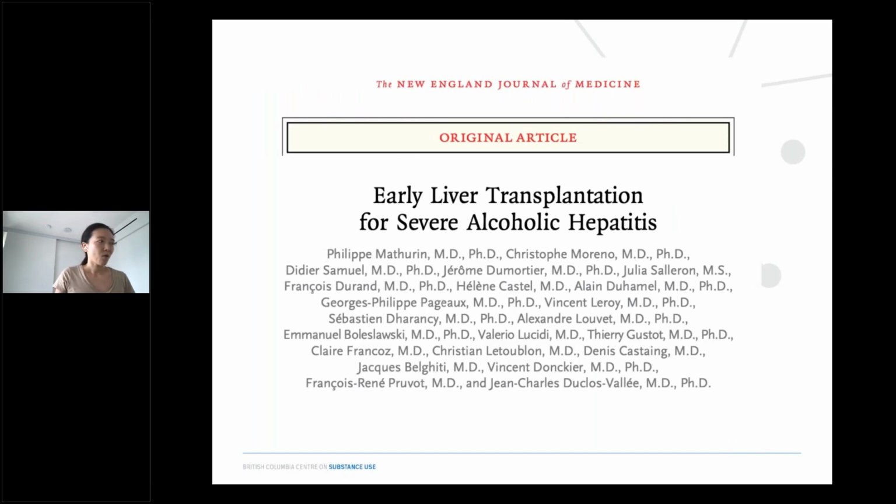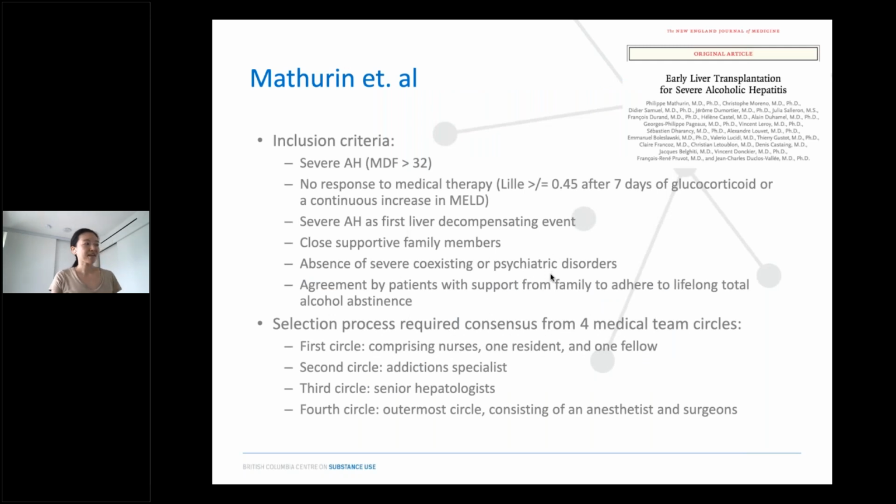So with that recognition of the rigidity of the 6 months rule and the lack of evidence supporting it, this is one of the seminal prospective multi-center studies done in France and Belgium. It really transformed the landscape of liver transplantation for alcohol-related liver disease, and has helped to change some of the thinking surrounding it. So this study demonstrated that transplantation before 6 months of abstinence was life-saving in patients with life-threatening liver failure due to alcohol-associated hepatitis.